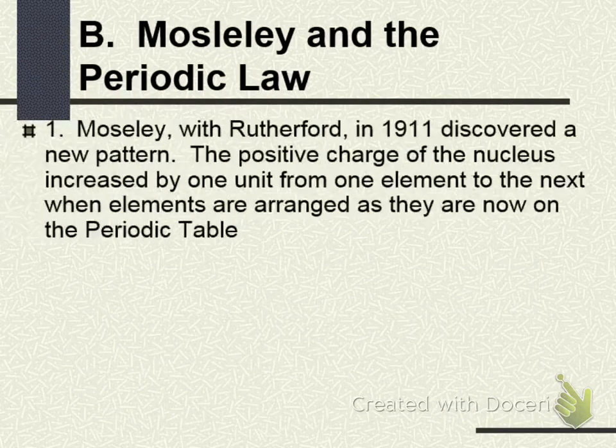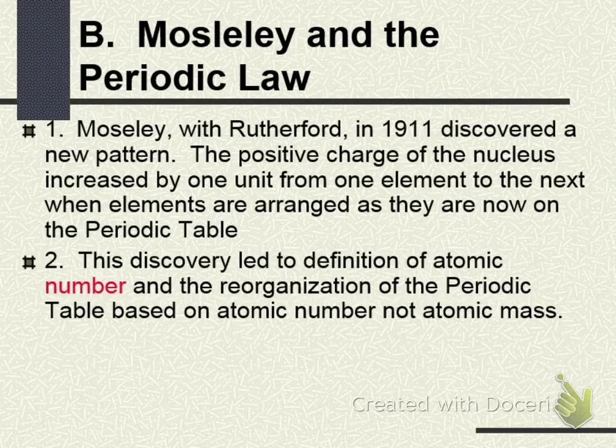So then along came the guy named Moseley, and along with Rutherford, in about 1911, discovered a new pattern. The positive charge of the nucleus increased by 1 unit from one element to the next when the elements are arranged as they are now in the periodic table. The way that they are arranged now, of course, is by their atomic number. So this led to the definition of atomic number as the number of protons, and the recognition of the periodic table based on atomic number, not mass. So the original periodic table was based on increasing atomic masses, and the current one that we use is based on increasing atomic number.